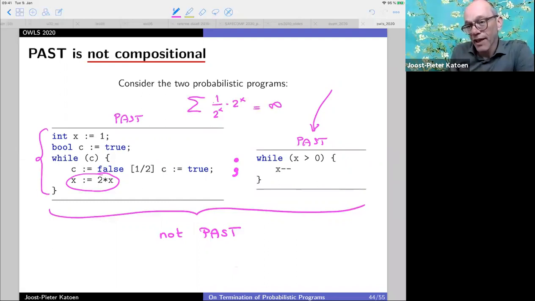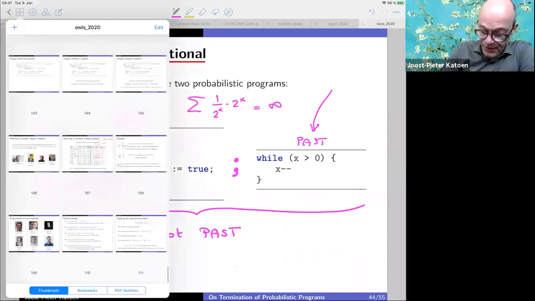So the expected value of x after termination of the first program is infinite, and therefore the expected number of counting down steps of the right program is also infinite. What have we developed to prove such a thing? We developed a weakest precondition calculus, much in the same vein as Kozen and McIver and Morgan, to determine expected runtimes of these kinds of programs. And this can also be used to prove positive almost sure termination.